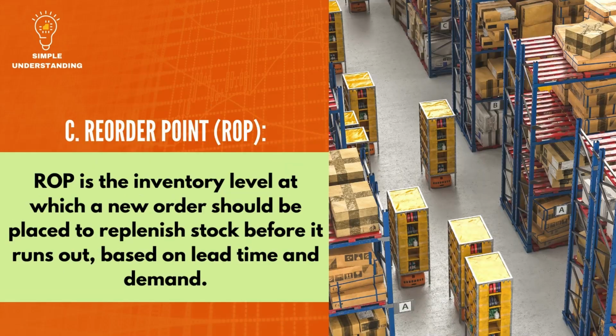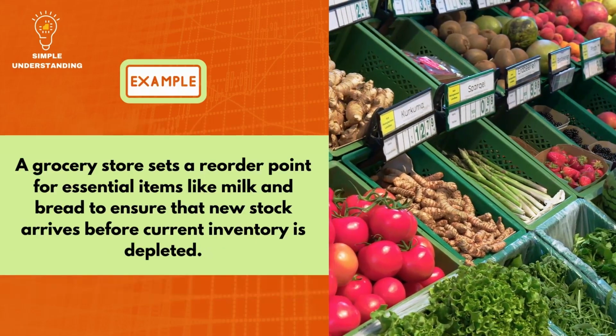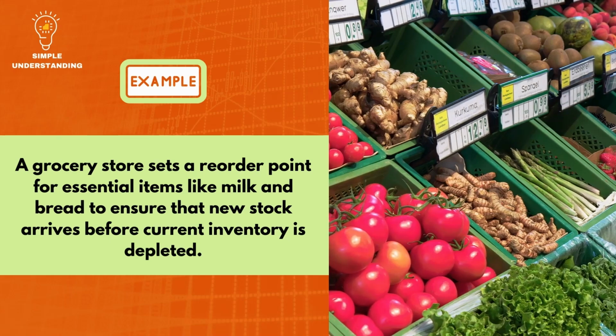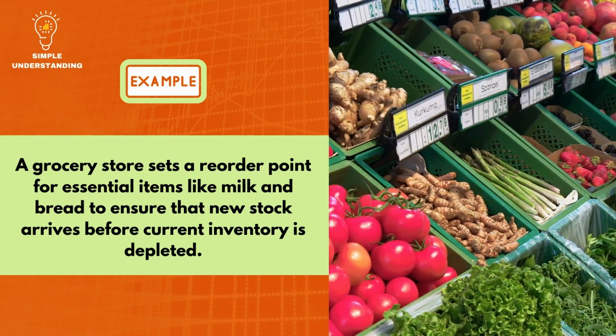C. Reorder Point, ROP. ROP is the inventory level at which a new order should be placed to replenish stock before it runs out, based on lead time and demand. Example: a grocery store sets a reorder point for essential items like milk and bread to ensure that new stock arrives before current inventory is depleted.